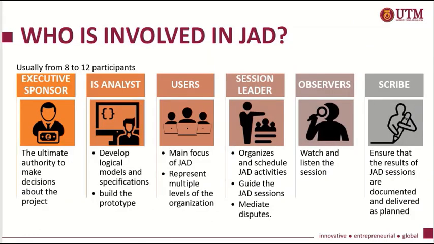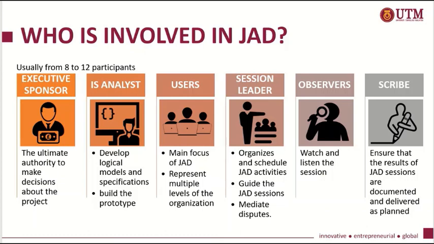Usually, there are 8 to 12 participants involved in JAD, including first, the executive sponsor, the person who will make decisions. Second, the information system analyst, the person who will develop logical models, specifications, and prototypes. Third, users, the people who represent multiple levels of the organization. Fourth, the session leader, the person who will organize, schedule, and guide JAD activities.